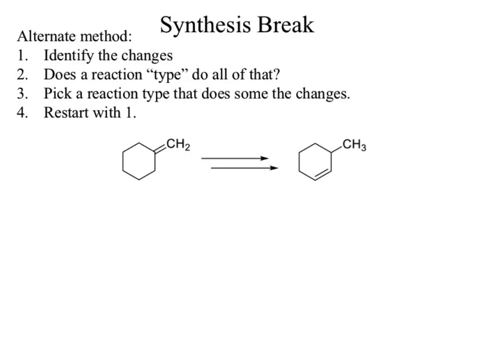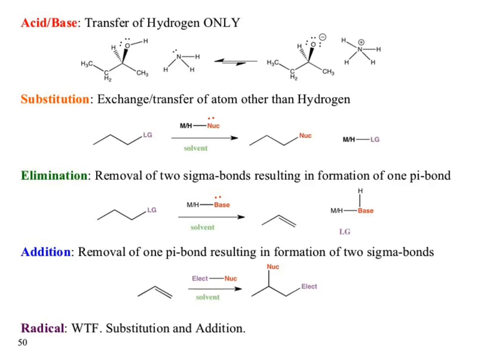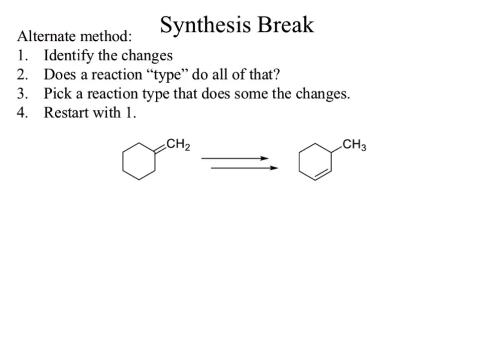Identify the changes that are occurring. So you go from here to here, reaction to product. Once you've identified the changes, look at those changes and say which reaction does those changes. I don't mean reagent, I mean substitution, acid-base, elimination, addition, radical reactions. You need to have those general patterns memorized. If a reaction does all of those changes, then sweet, you're probably doing it in one step.